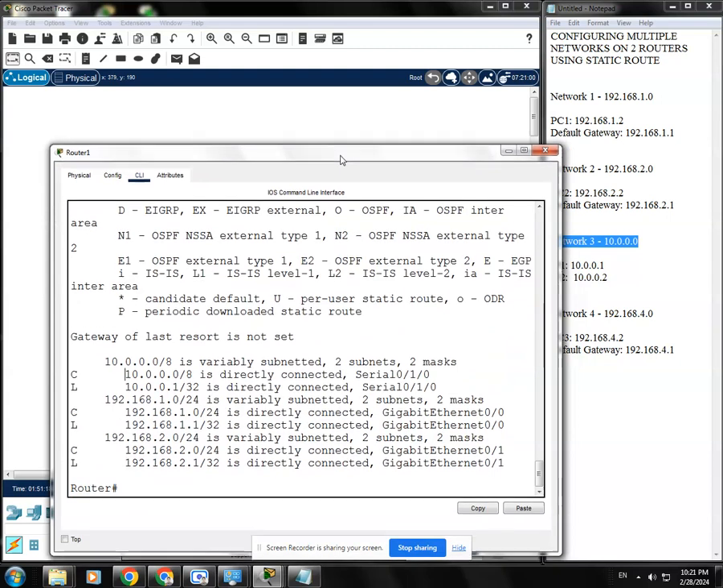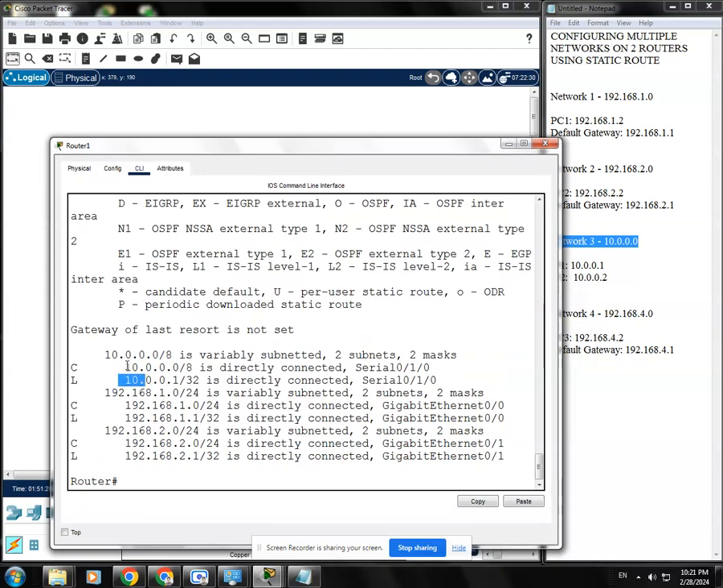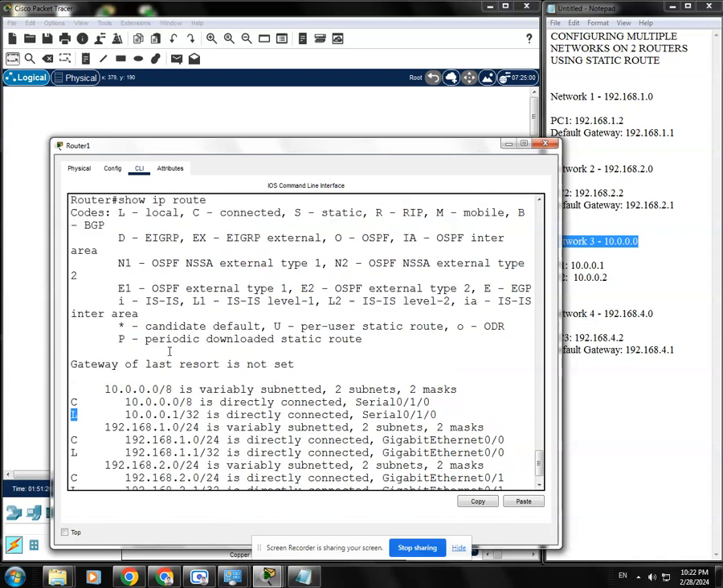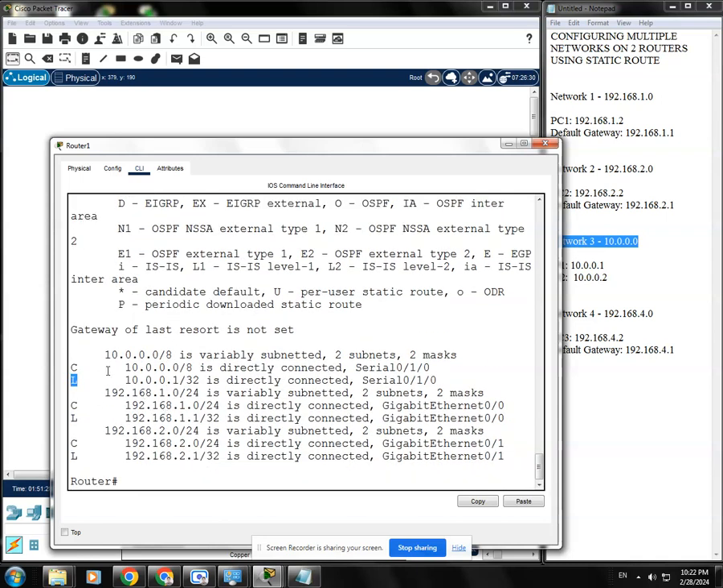Below the connected route, it says local. L stands for local, meaning the IP address that is registered on this serial 0/1/0, which is directly connected, is 10.0.0.1/32. Why is it /32? Because it's only one usable host. This is one usable host, and that is why it's /32.